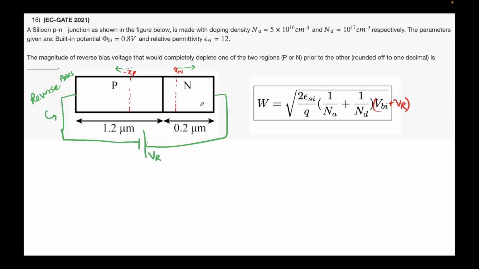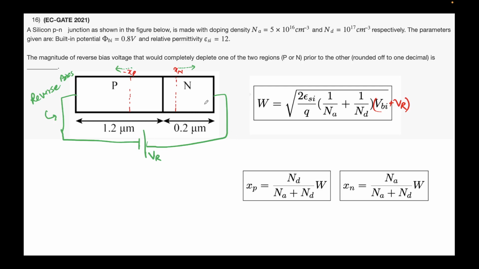Let me assume that the left side, the n side, is depleted. These are the expressions for that, right? And you can confirm that. So you see this term, W by Na plus Nd, will remain constant. The only difference is xp upon Nd and xn upon Na. Xn can go maximum to 0.2 microns, then this complete thing will be depleted, that's what we want, right? And xp can go to 1.2 microns maximum.